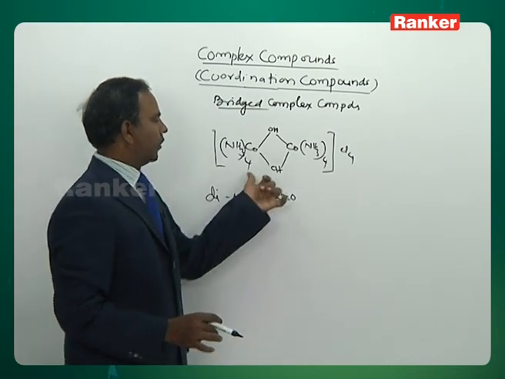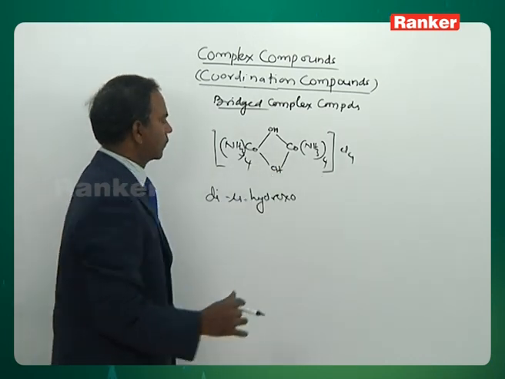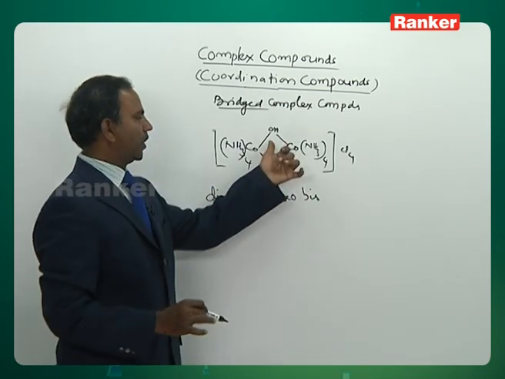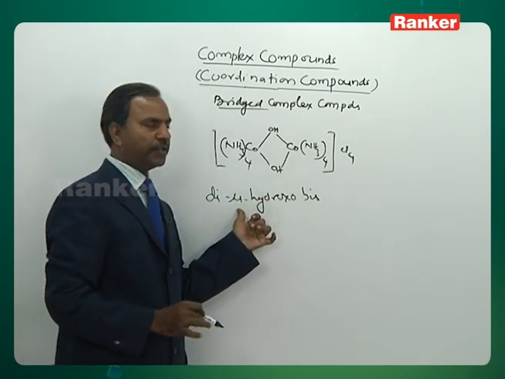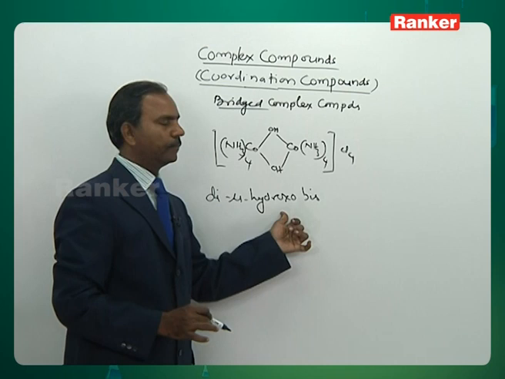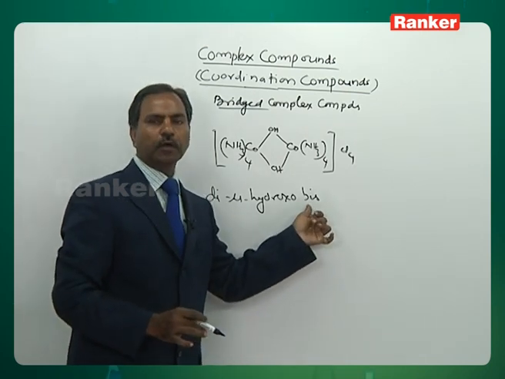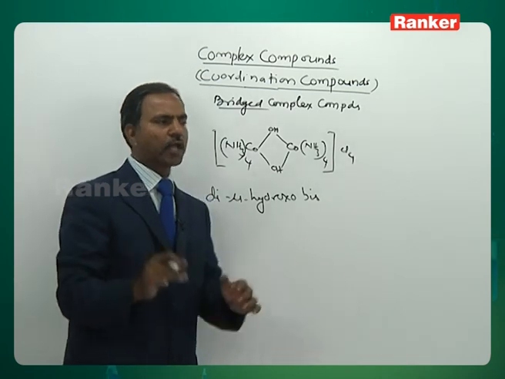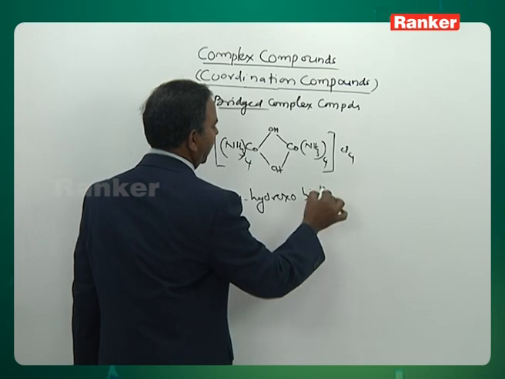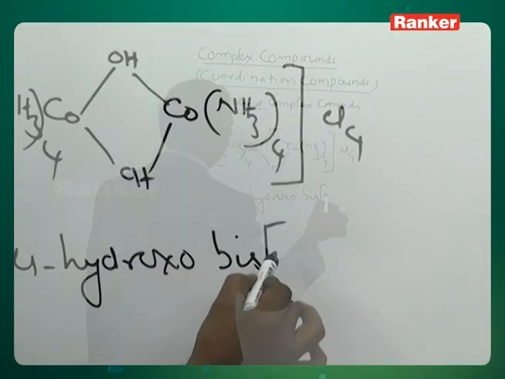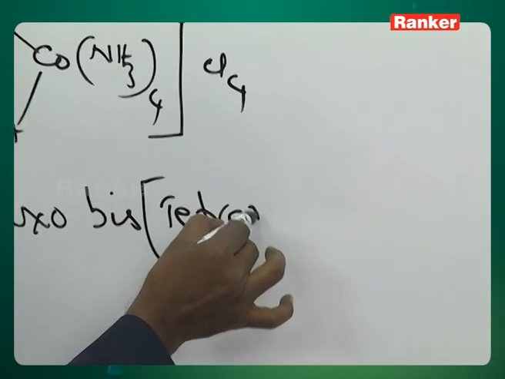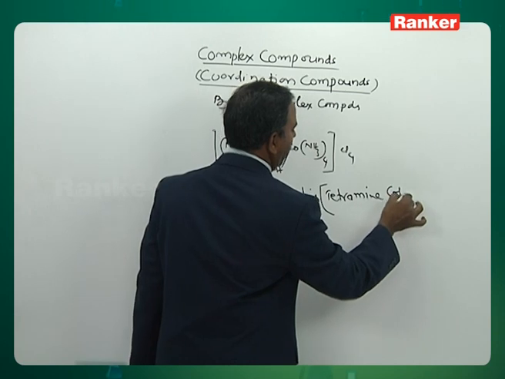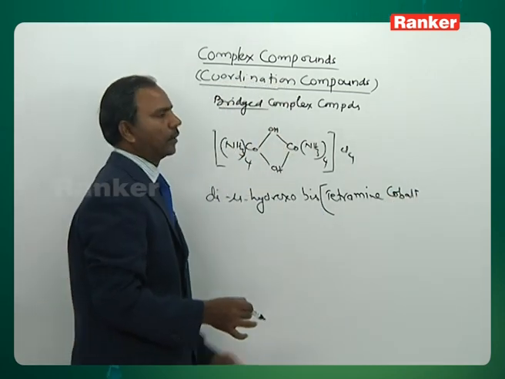Next, we have to represent this on either side. Therefore, we write bis. Di, 2 bridges, mu stands for bridging, hydroxo, bridging. Next, bis. Bis stands for 2 times, or gives the meaning of on either side. Put a big bracket. Then, what is on either side? Tetraammine, followed by cobalt, tetraammine, cobalt on either side.